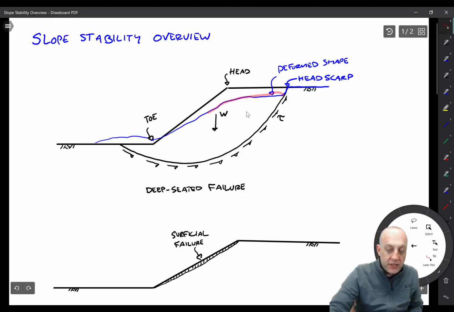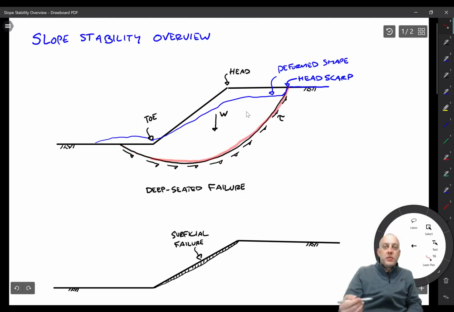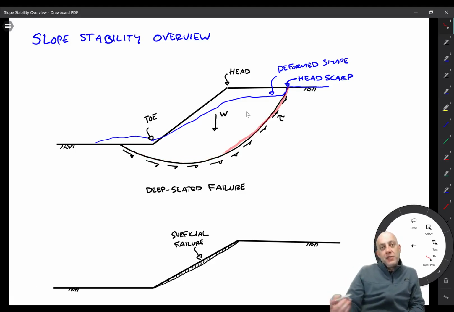So this blue line is the deformed shape of what would happen. And the slope is held in place by shear stresses acting along this potential failure surface, and it fails when the shear stress is equal to the shear strength, and then the slope moves.